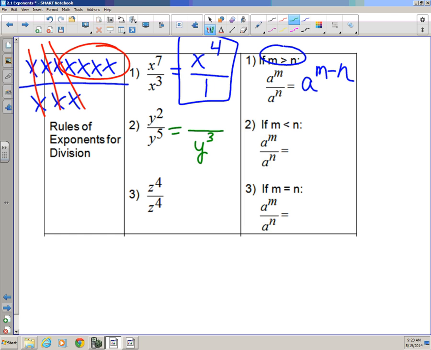Well, I have nothing left on top. So what does that mean that I have to do? That means I just have to make sure that I put 1. So it's 1 over y to the 3rd.